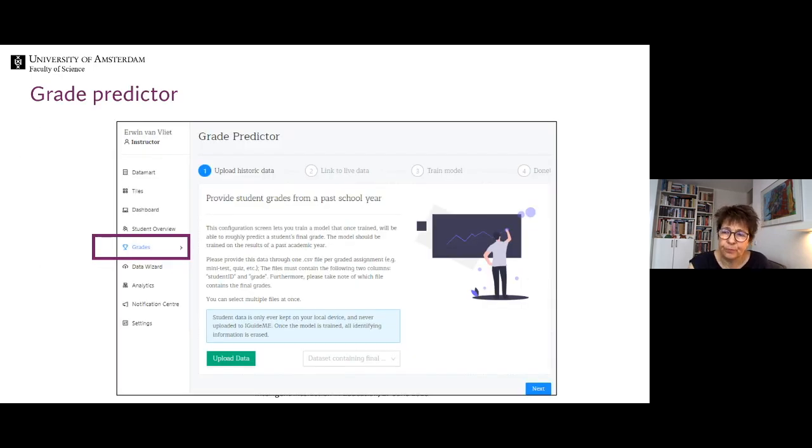So there is also a grade predictor. To get the grade predictor to work, of course, we need data from the previous years, and it is known that you cannot just predict like that otherwise. But we got quite good results with the predicting capacity of IguideME when we had 2 years.